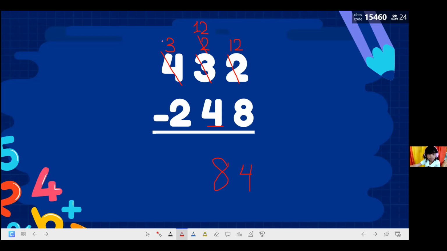Now we are done with the tens place. Let's proceed to the hundreds place. 3, can we subtract 2 from 3? Yes. 3 minus 2 equals 1. Very good. So the difference here is 184. Very good, everyone.